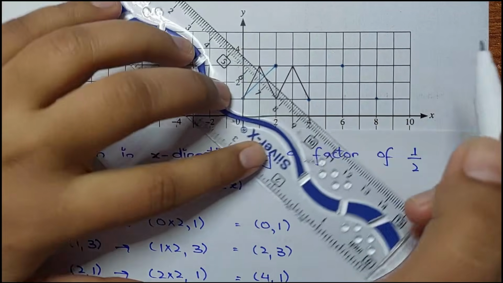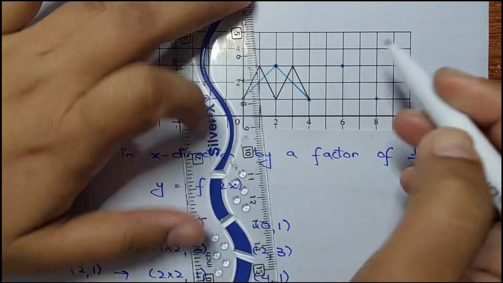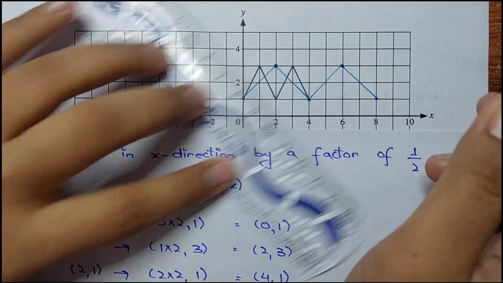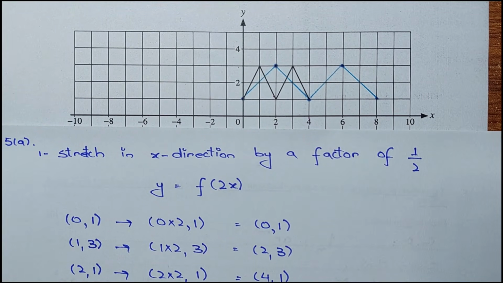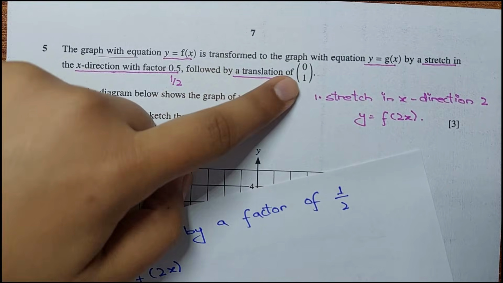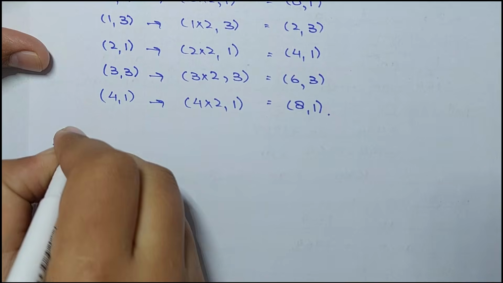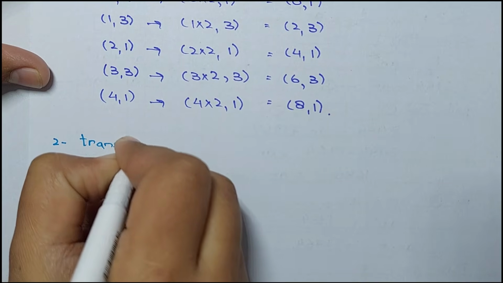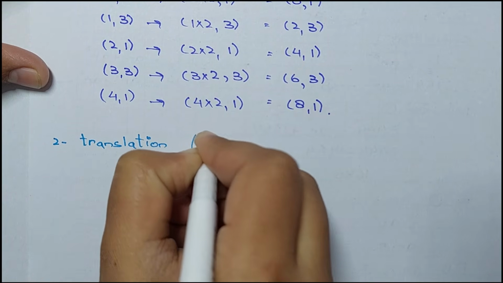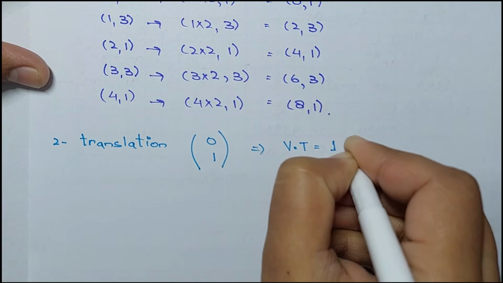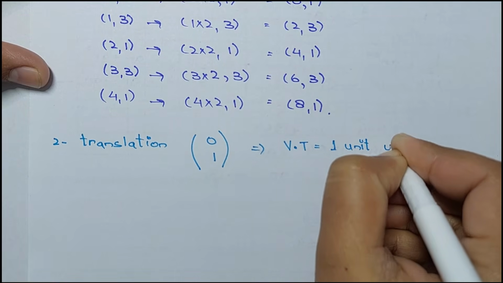This is after the first transformation, right? This is not exactly the graph of g of x, but this is a graph after the first transformation, right? This is for the first one. Okay, now the second transformation is, we have translation. You guys can see translation. Horizontal translation is 0, the vertical translation is 1, right? So the second transformation is translation 0 and 1, right? This implies we have a vertical translation 1 unit up.